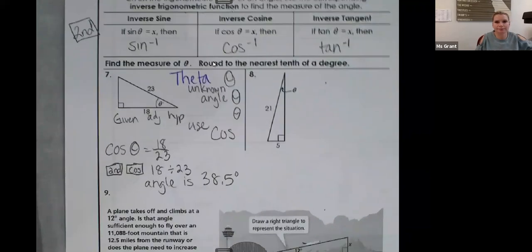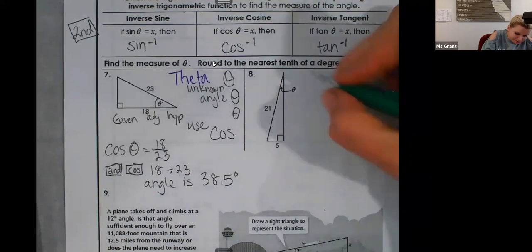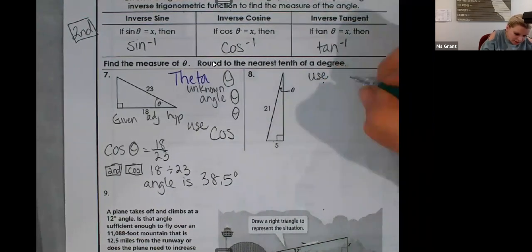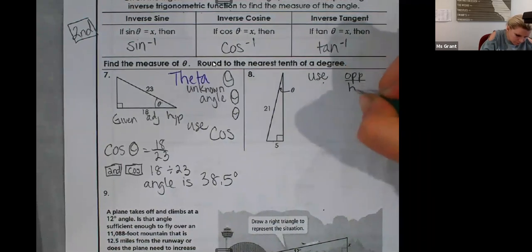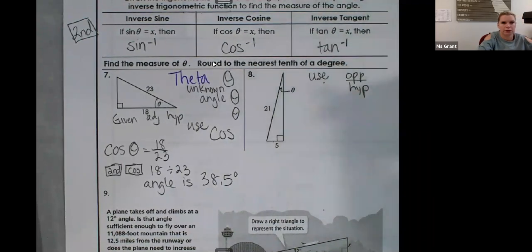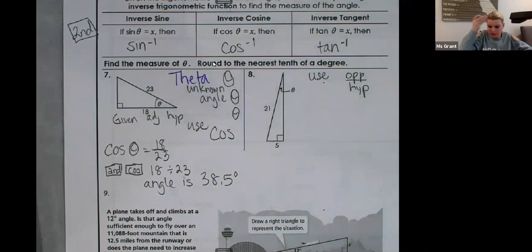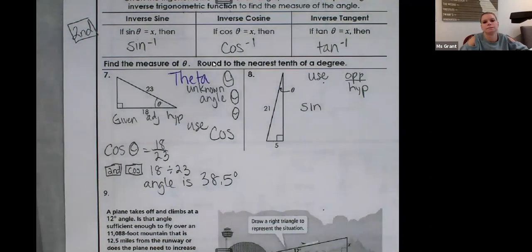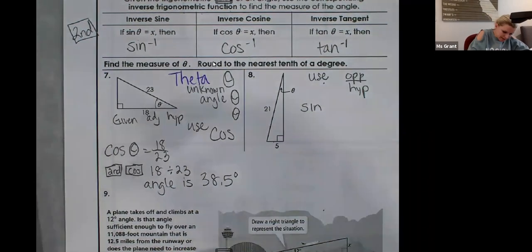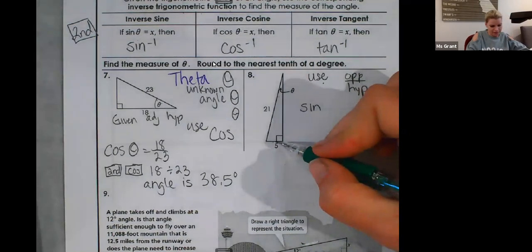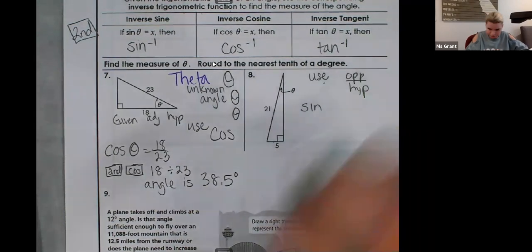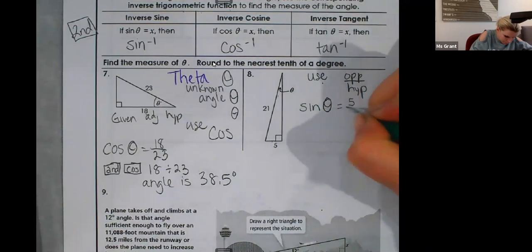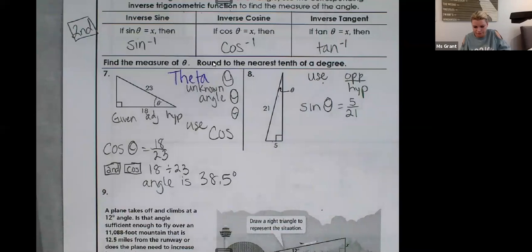I'm going to do number 8. Ready? Use what? Opposite over hypotenuse. Opposite over hypotenuse is going to be 5 over 21. So I'm going to use sine. Opposite of this theta, this angle, is 5, hypotenuse is 21. Sine theta equals 5 over 21.